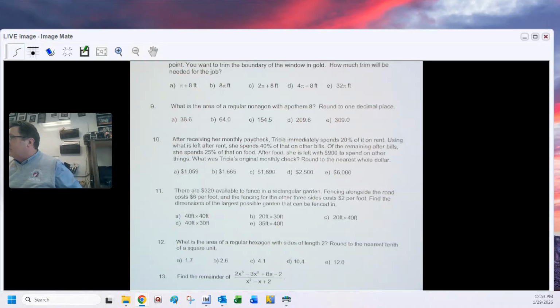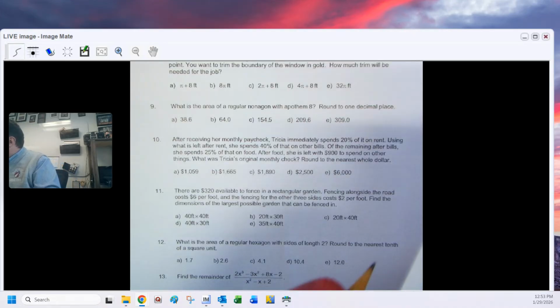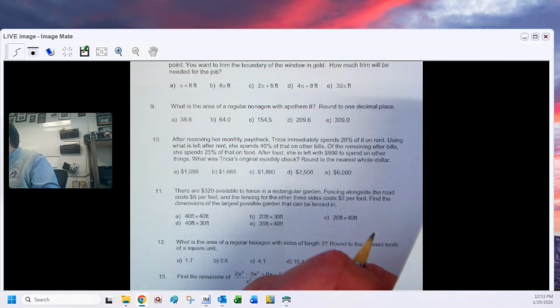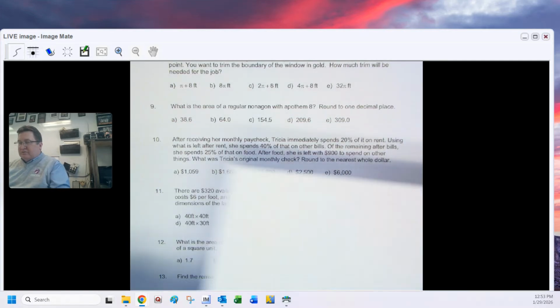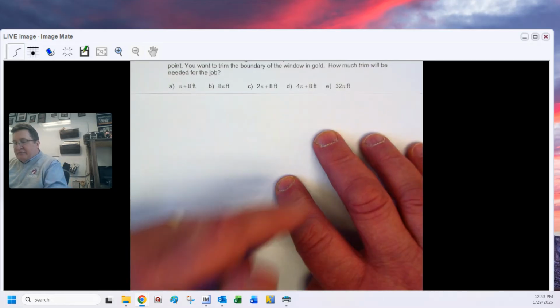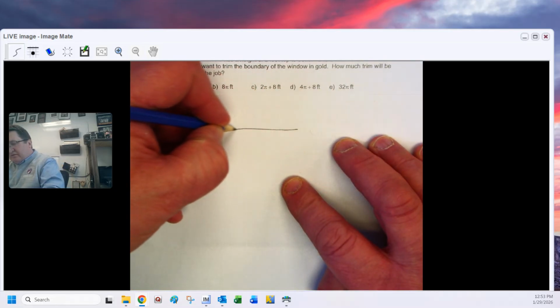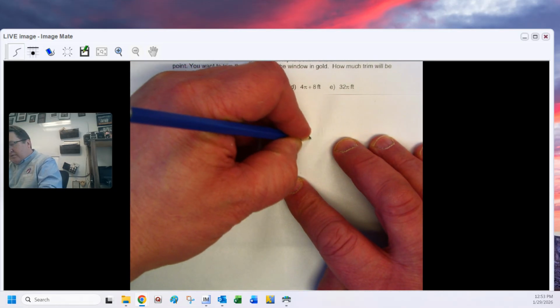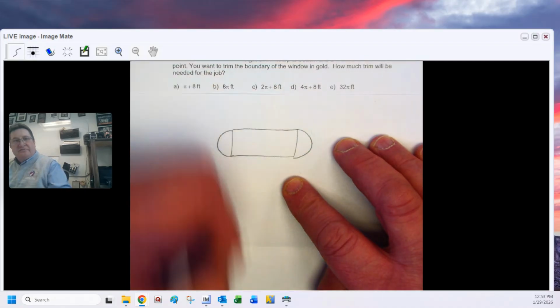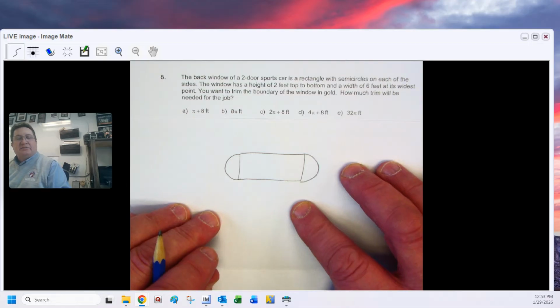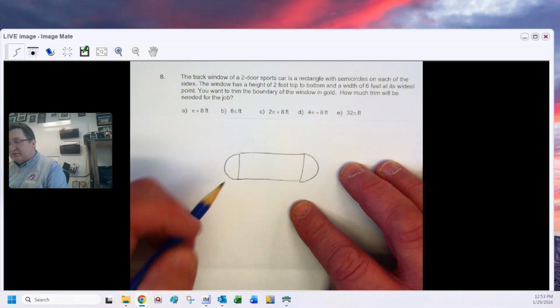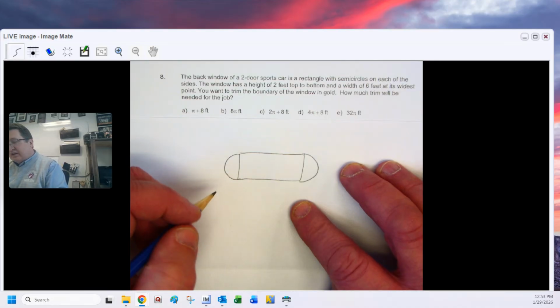Okay, question 8. It says the back window of a two-door sports car is a rectangle with semicircles on each of the sides. Okay, so let's draw that. So we've got a rectangle with semicircles on each of the sides. I haven't been saying this, but once you read the question, you might pause the video and solve it yourself, and then restart the video when you think you've got an answer.